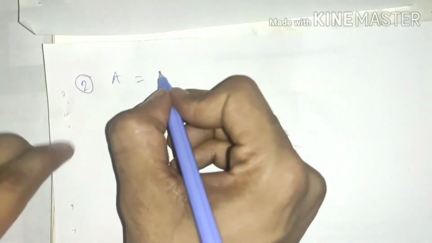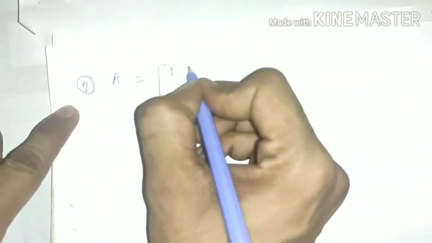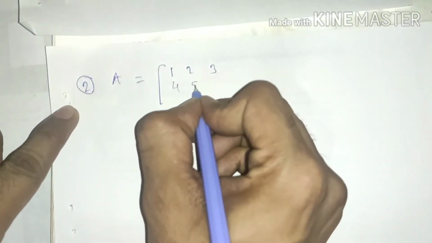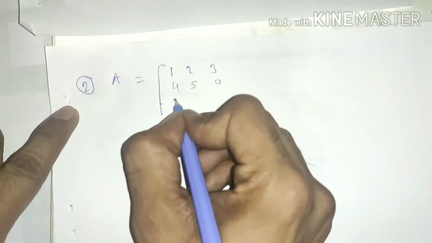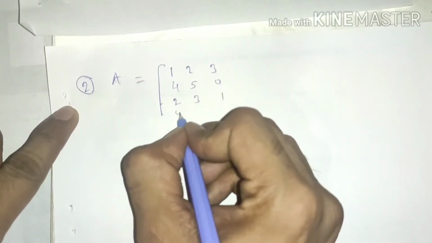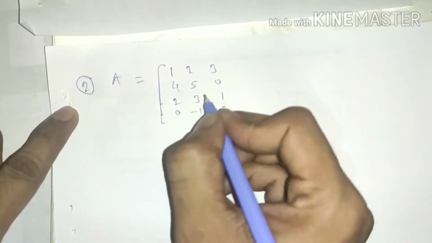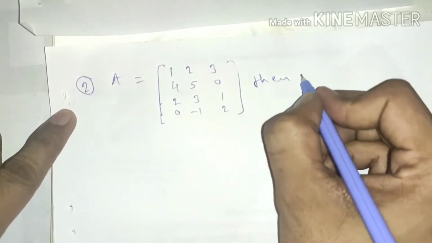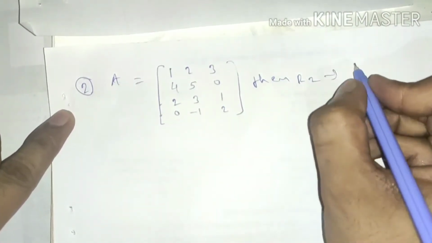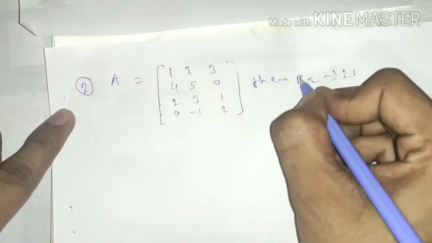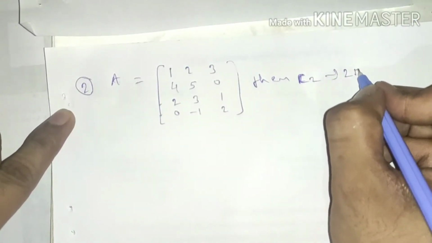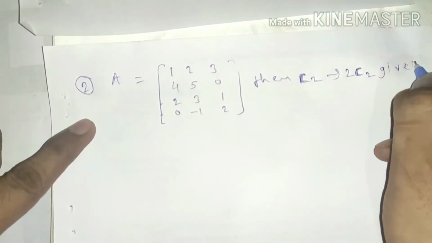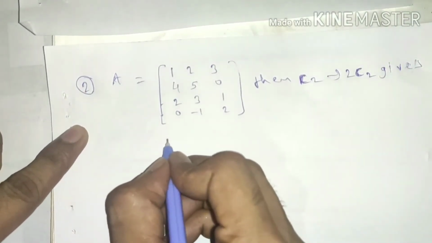So, A equal to [[1, 2, 3], [4, 5, 0], [2, 3, 1], [0, -1, 2]]. Then C2 changes to 2 times C2 gives the new matrix.